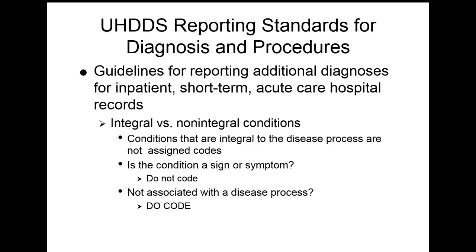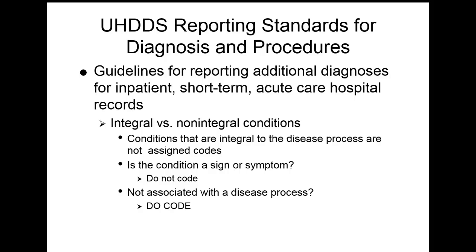So if we look at the next example, the patient comes to the hospital with fever and an elevated white blood count. They do a blood culture and it comes back positive, and the physician determines that that patient has sepsis. In this case, we are not going to code the fever or the elevated white blood count because they are symptoms of or integral to the sepsis, and so they are not coded.